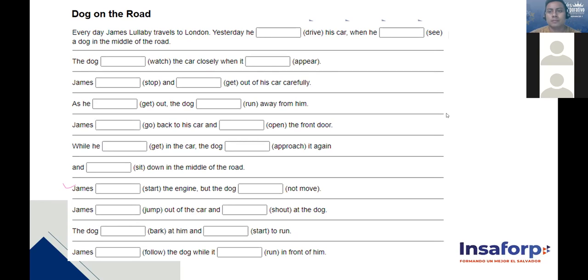Yeah. James was following the dog while it ran in front of him. Okay. So we have James was following the dog while it ran in front of him. Do we have the same? Do you guys agree with this participation of Evelyn? Anybody?